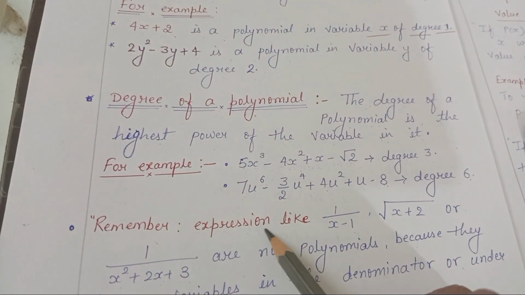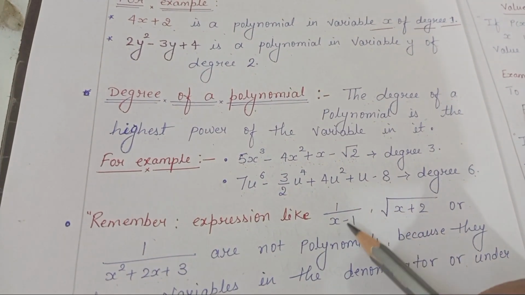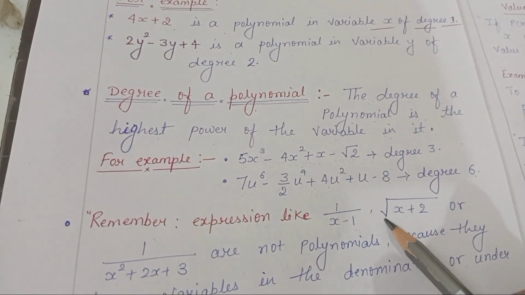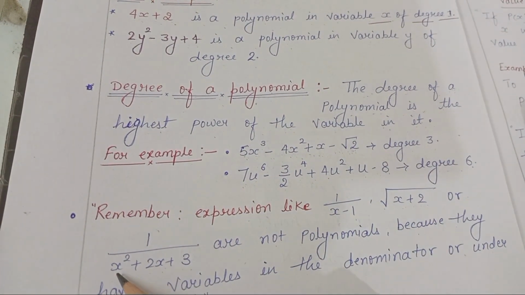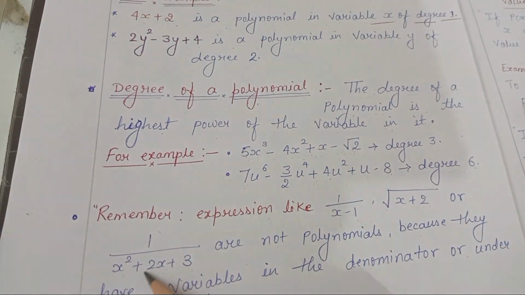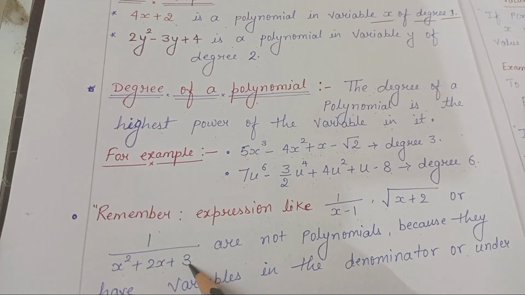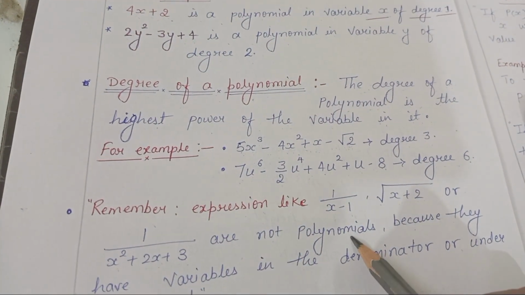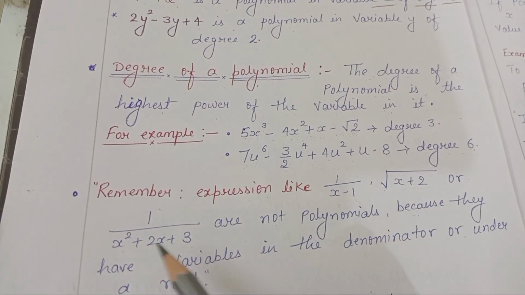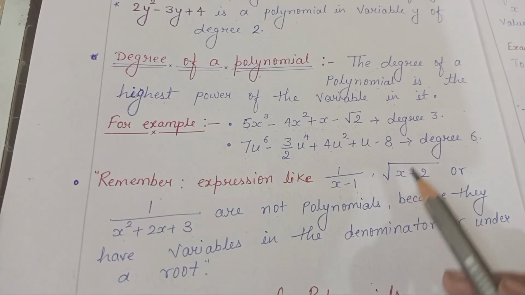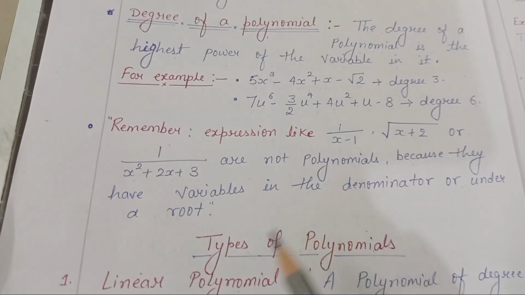Remember, expressions like 1 upon x minus 1, under root x plus 2 or 1 upon x square plus 2x plus 3 are not polynomials because they have variables in the denominator or under root.